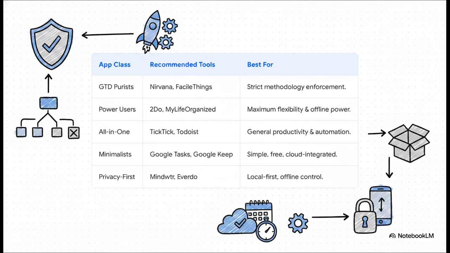If you're the kind of person who wants to follow the GTD rules exactly, you're a purist. Check out those apps. If you love to tinker and want all the features and flexibility you can get, you're a power user. Maybe you just want your calendar, habits, and tasks all in one convenient spot. Then the all-in-ones are perfect for you. And if you just want something simple, free, and that just plain works, you can't go wrong with the minimalist options. Seriously, the best app is the one you actually stick with. So pick one that feels right.